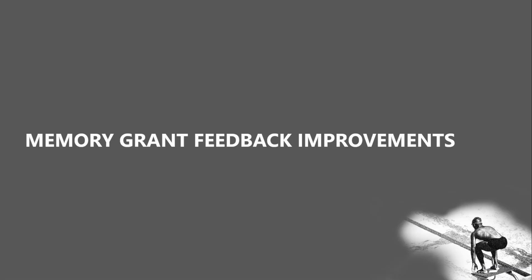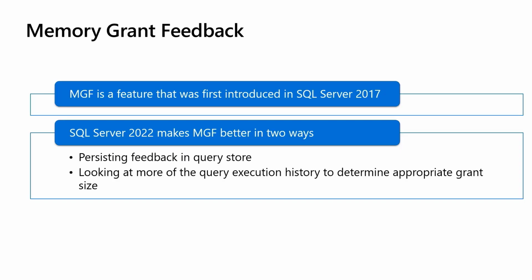And finally, memory grant feedback is the third feedback mechanism that we have used. Memory grant feedback is an existing feature. It was first introduced in 2017, and we have expanded its scope. And in SQL 22, we're making memory grant feedback work more efficiently and better for you.